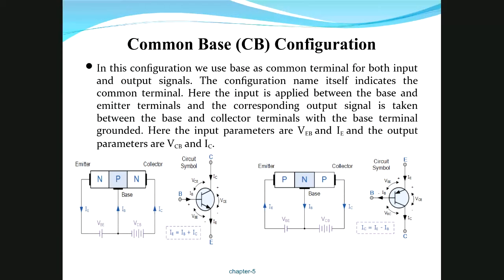Characteristic means calculating or observing current at different voltages. Since there are two junctions, one on the left side and another on the right side, there will be two characteristics. Since we apply our input signal on the left side, the characteristic near this junction is called the input characteristic, whereas the junction on the right side, where we see our output, has another name: output characteristic. The input characteristic is between input voltage and input current, and the output characteristic is between output voltage and output current.